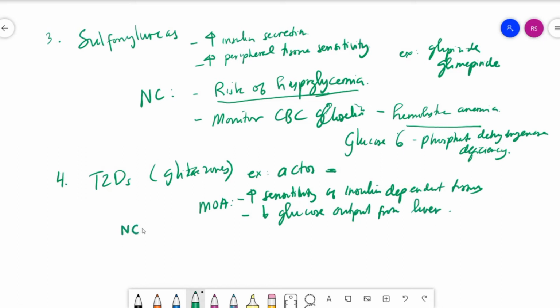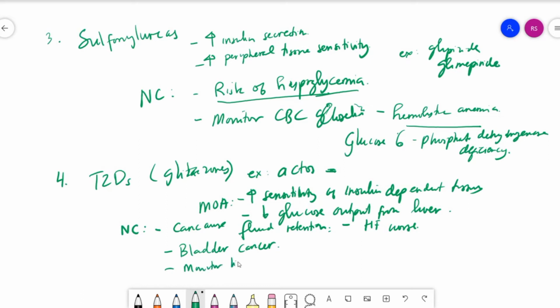So the nursing consideration for this drug is just to be careful because this drug can cause fluid retention. It will worsen heart failure, make heart failure worse. So it's not recommended for symptomatic heart failure patients. Also not recommended for patients with a history of bladder cancer. You have to monitor liver function because this drug is extensively metabolized in the liver.